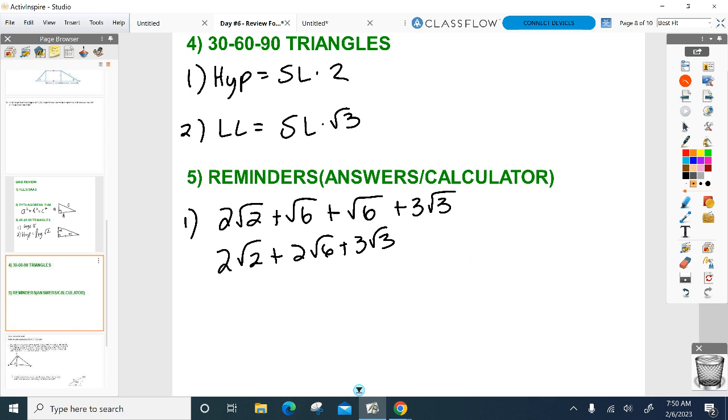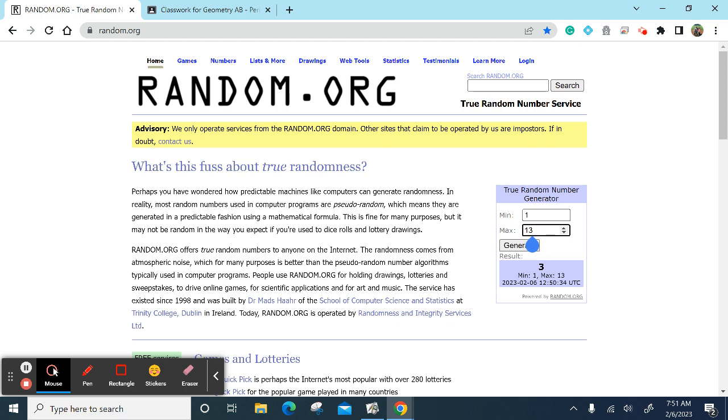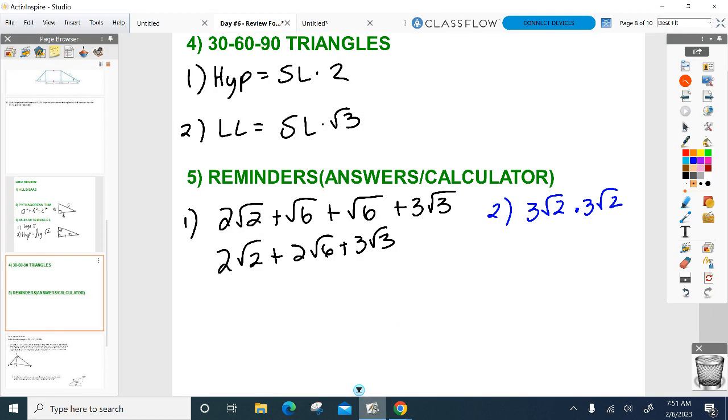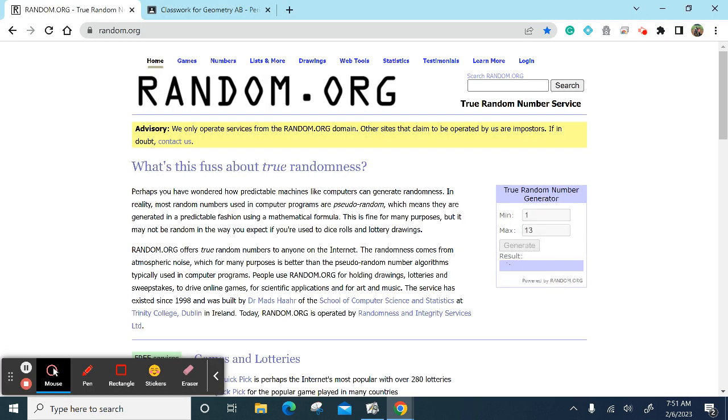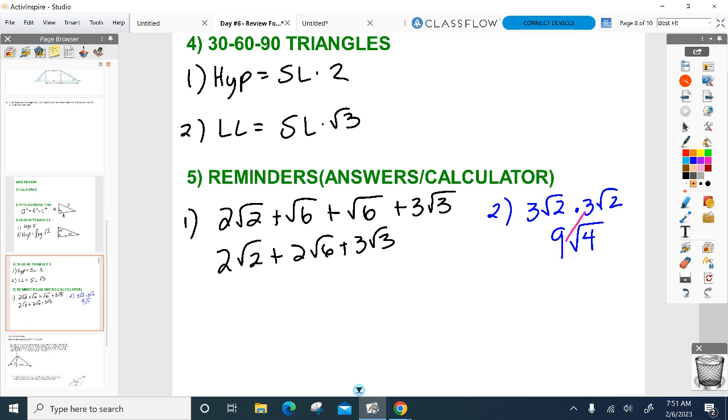What about this one here? 3 radical 2 times 3 radical 2. If you had to end up multiplying something like this: 9. But now we're multiplying them, radical 4. Anybody's eyes light up here? Still not simplified. Why is this not simplified yet? 9. What's going on right here?